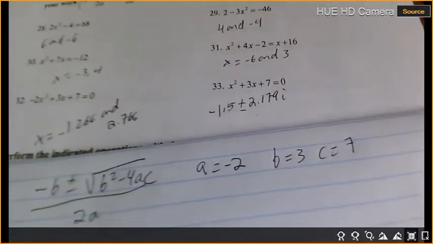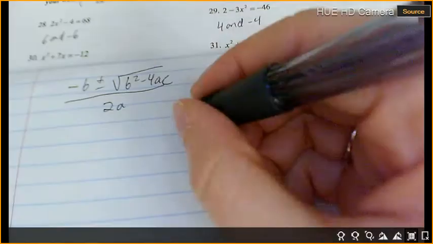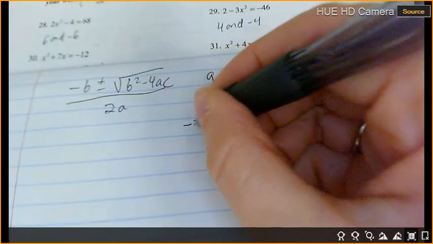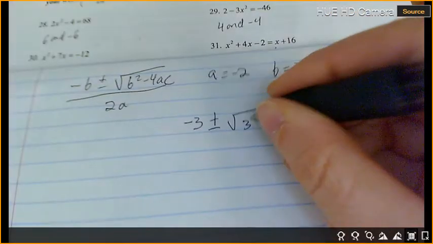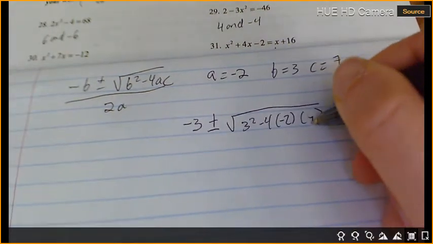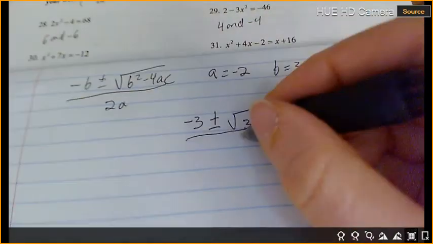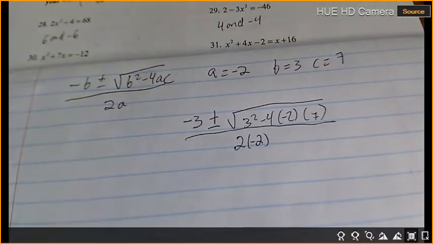Okay. I'm going to move this up. All right, so I'm going to plug it in. So I'm going to say negative 3 plus or minus the square root of 3 squared minus 4 times negative 2 times 7 all over 2 times negative 2. Okay? So now I'm going to solve this.